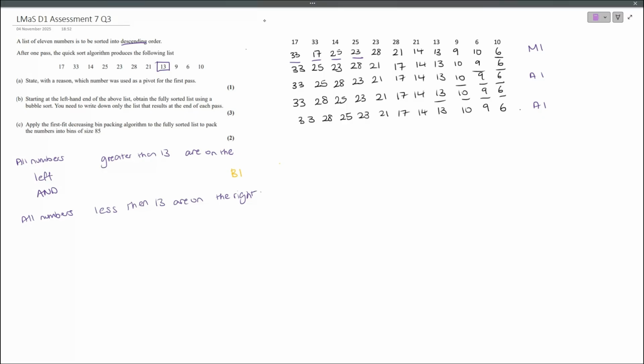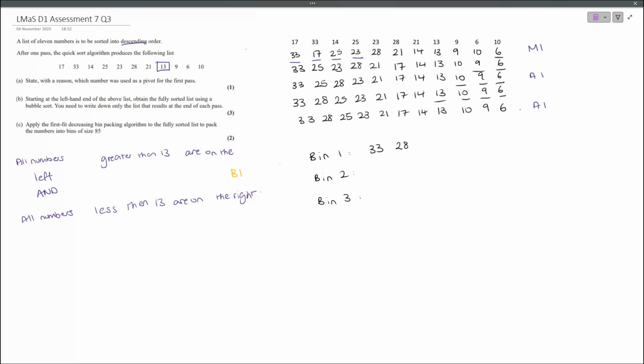Okay, we're now asked to apply the first fit decreasing bin packing algorithm to pack the numbers into bins of size 85. So I'm going to write down my bins: bin 1, bin 2, bin 3. If I need any more bins, I will write those down as well. So does 33 fit into bin 1? Yes, it does. Does 28 fit into bin 1? Well, 33 plus 28 is 61, so yes, it does.